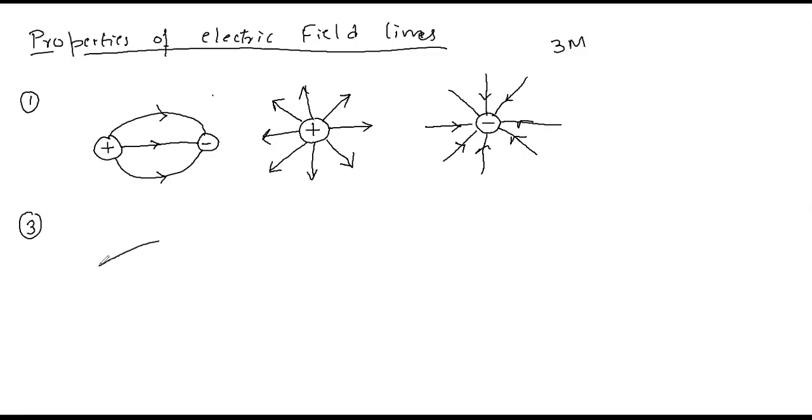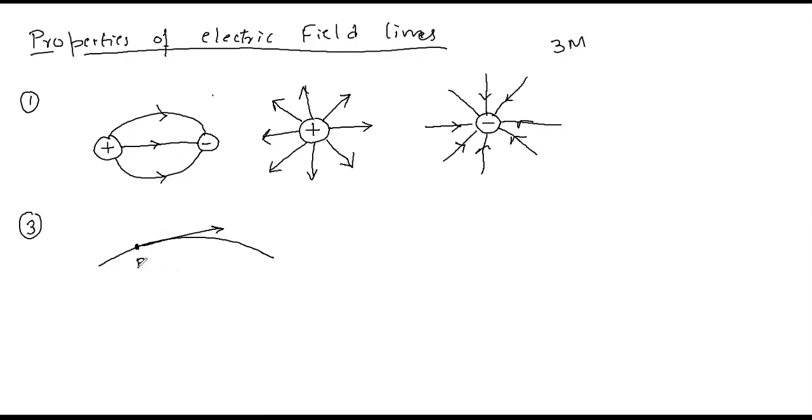If this is the electric field line, and you want to know the direction of electric field at point, say, P, then you have to draw a tangent at point P. This tangent drawn gives you the direction of the electric field. So this is the third property.